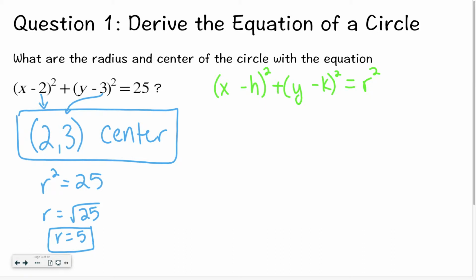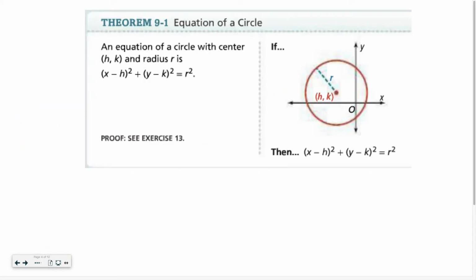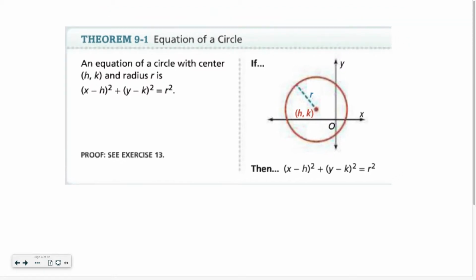All right, for this problem, hopefully you got 2, 3 for the center and a radius of 5. So remember, you just pull the numbers from the equation for the center, and then you just do the square root of the number over on the right-hand side in order to get our radius. If you have questions about that, please be sure to ask for some help. So this is just the theorem stating the equation of a circle. If you haven't written it down yet, maybe take a screenshot of this. It has a nice visual for you as well.